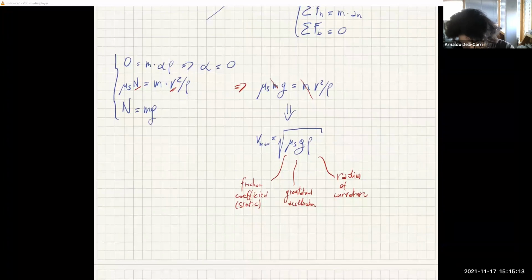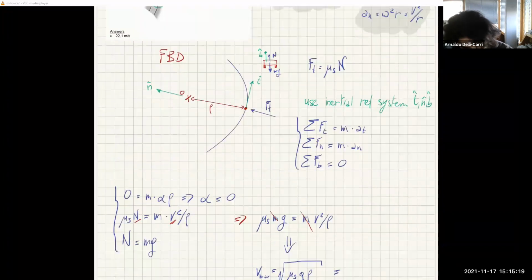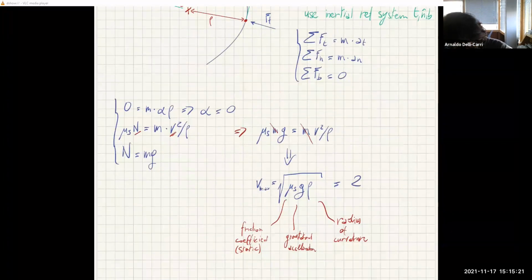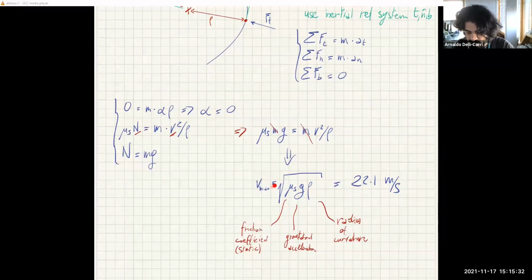Okay, since we know everything about this, we just need to do the calculation, and the calculation should be 22.1 meters per second. Let's check the units. This is the square root of meters per second squared times meters. So it's meters squared per second squared, under square root is meters per second. Checks out.